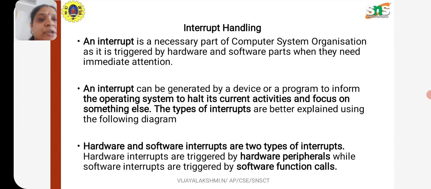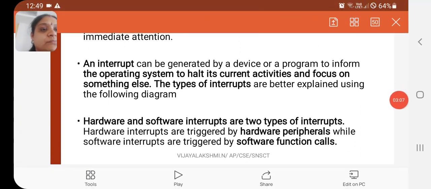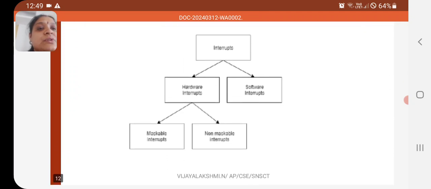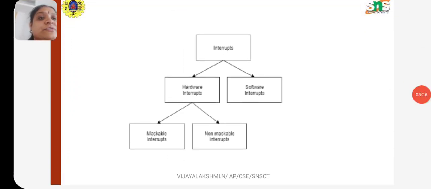There are two types of interrupts available: one is hardware interrupt and the other is software interrupt. Hardware interrupts are triggered by hardware peripherals, for example a printer, while software interrupts are triggered by software function calls. So this is the diagrammatic representation of the hardware and software interrupts. One more division can be made in hardware interrupts, like maskable and non-maskable interrupts.